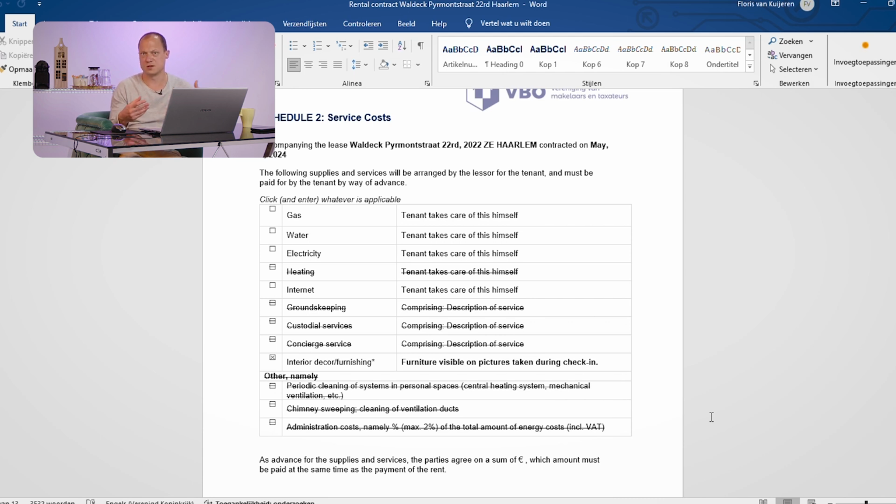I have a property myself that I rent out where there is such a blokverwarming, and I let my tenants pay an advance payment of, I don't know, 150 euros a year. And then once a year, there's a settlement. And then maybe they get money back from me, or maybe they need to pay extra. So make sure you think about that.